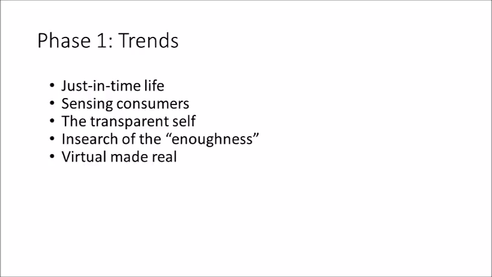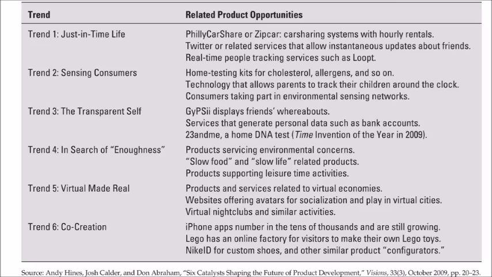Third, transparent self, which means that product managers now know more than ever about customers. Then, in search of the enoughness, which means fewer material obsession and more respect of life. And finally, virtual made real, which means that the borders between these worlds will become increasingly blurred. Now we want you to read the given examples of related product opportunities. Could you think of some opportunities on your own?